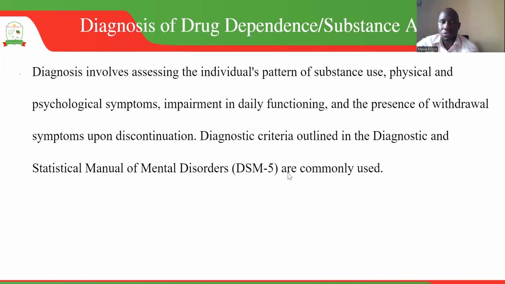So it is very important for us to be able to diagnose someone who is abusing drugs. And the diagnosis is based on a number of parameters, including physical and psychological symptoms, their ability to function, and then also presence of withdrawal symptoms. Okay, we can use the DSM-5 as one of the diagnostic criteria to diagnose an individual with substance abuse.